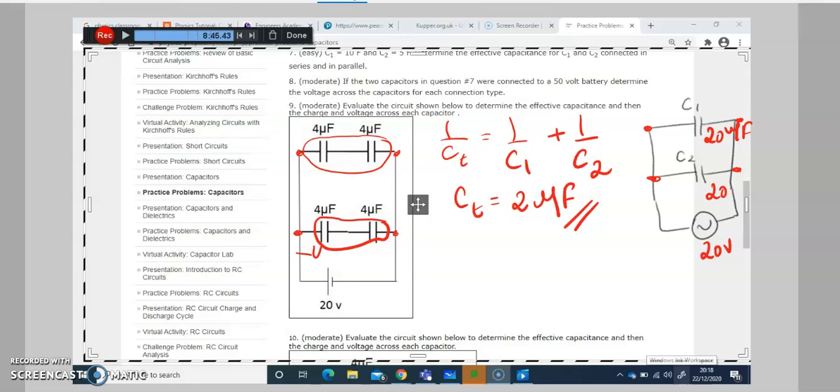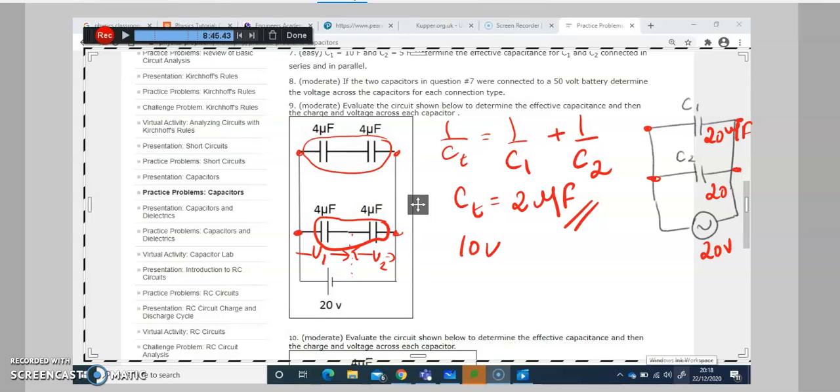So this is going to be the voltage across this capacitor, and this one is the voltage across this capacitor. Since the values are the same, it's automatically going to be shared. So the 20 here is going to be shared as 10 and 10. Similarly here, it's going to be shared as 10 and 10. So it's going to be 10 volts.